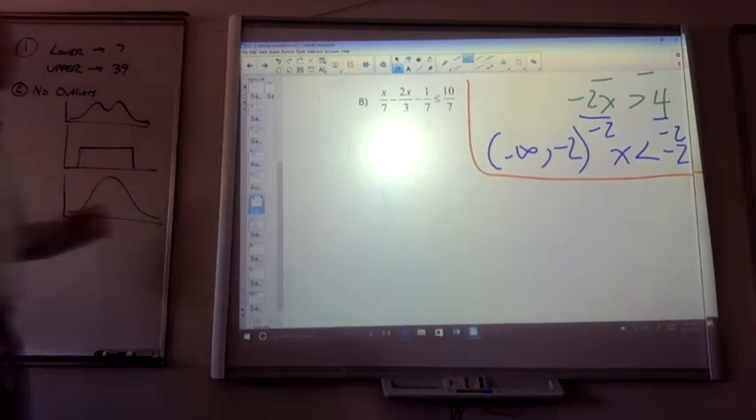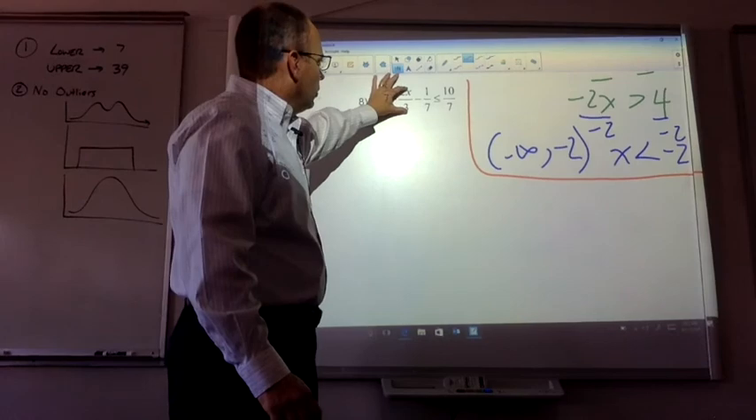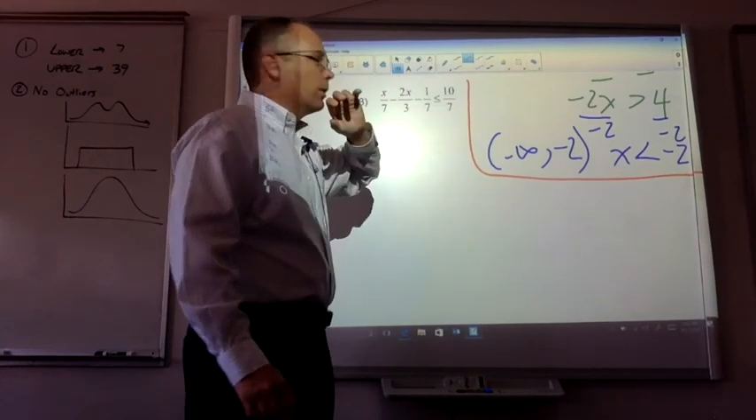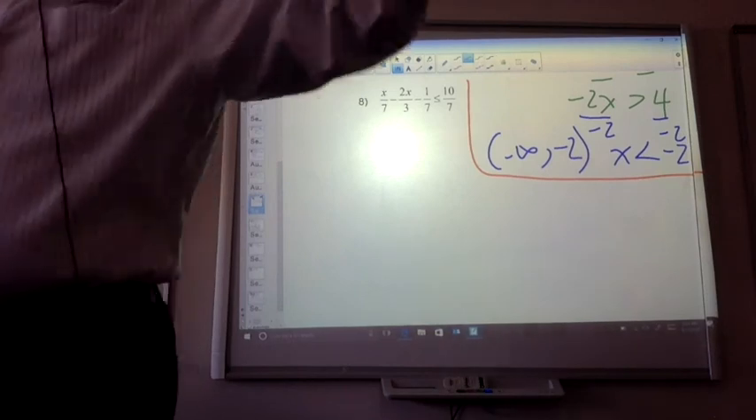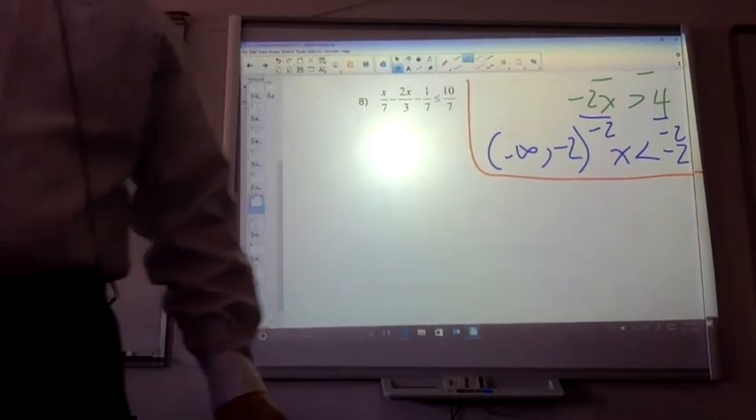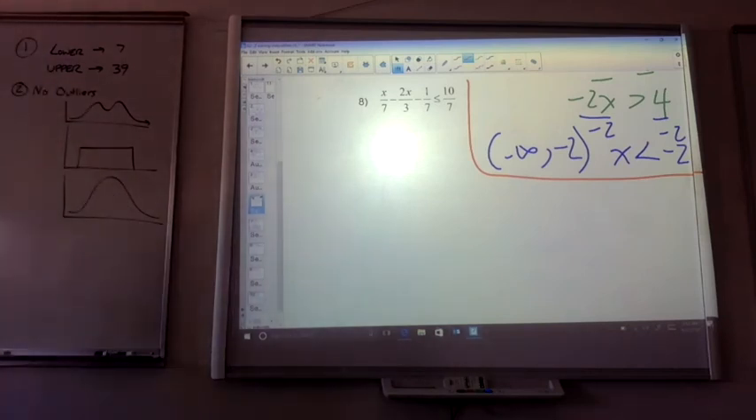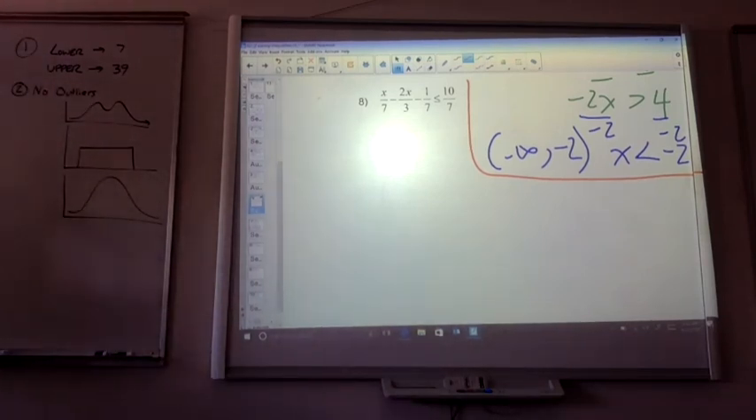It appears I have 1 term, 2 terms, 3 terms, 4 terms. Agree? Agree. The denominators are 7 and 3. What's the smallest number that both 7 and 3 have in common? 21. So what should I multiply all 4 terms by to get my denominators to go away? All right, 7 goes into 21 3 times, so I get 3x. Minus comes along for the ride. 3 goes into 21 7 times. 7 times 2x is 14x.